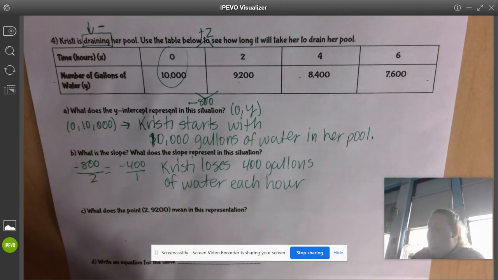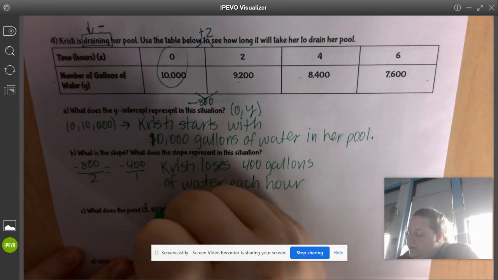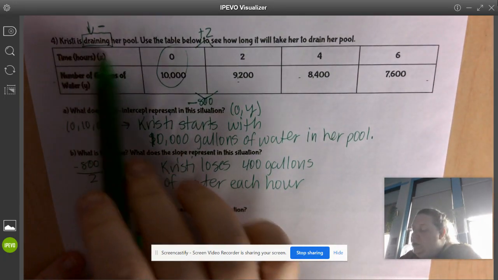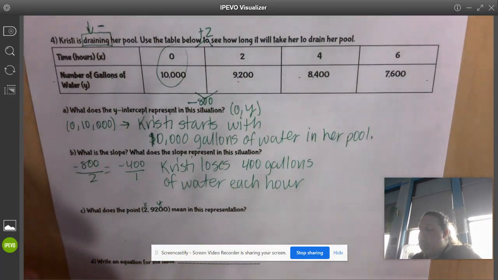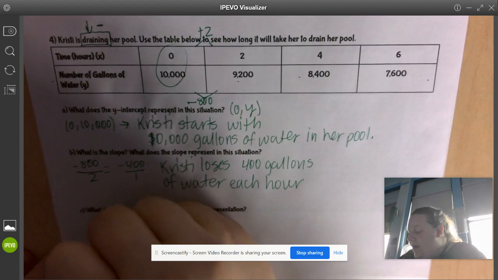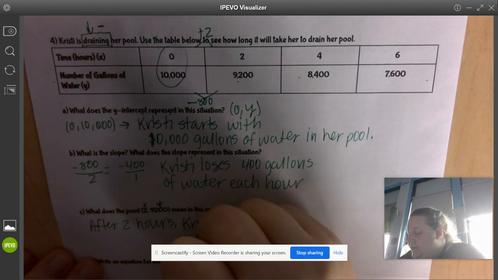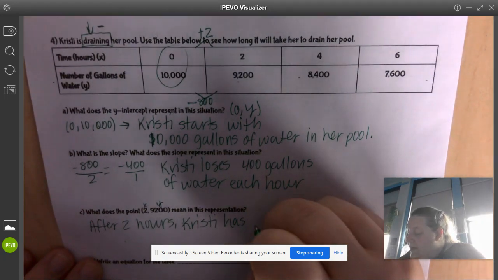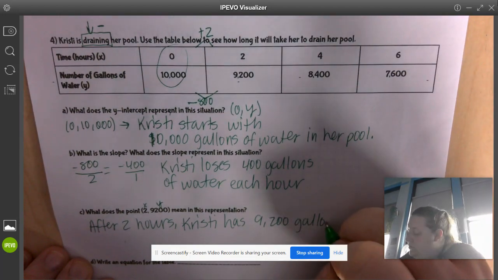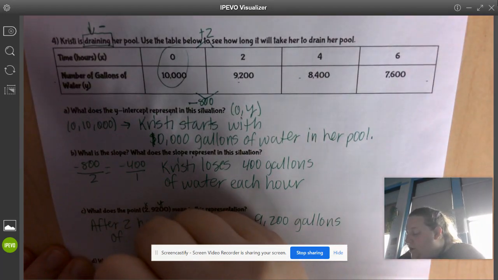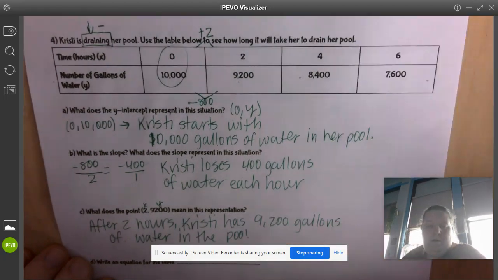What does the (2, 9200) mean in this representation? So 2 is x, 9200 is y. So x is time in hours. So after 2 hours, this is how much she has in her pool. So after 2 hours, Christy has 9,200 gallons of water in the pool. Okay.